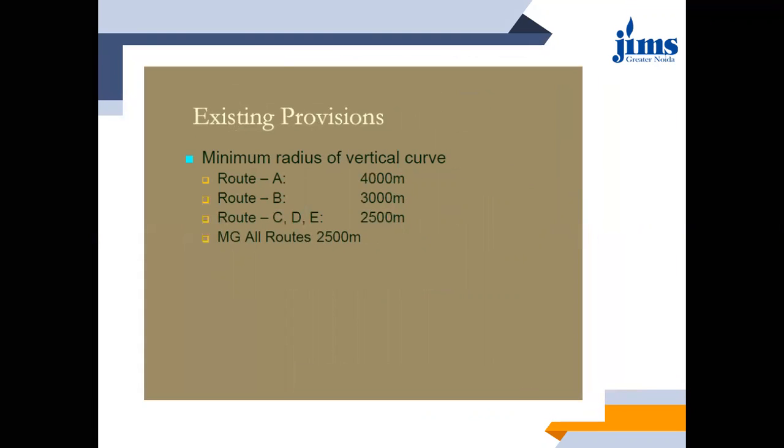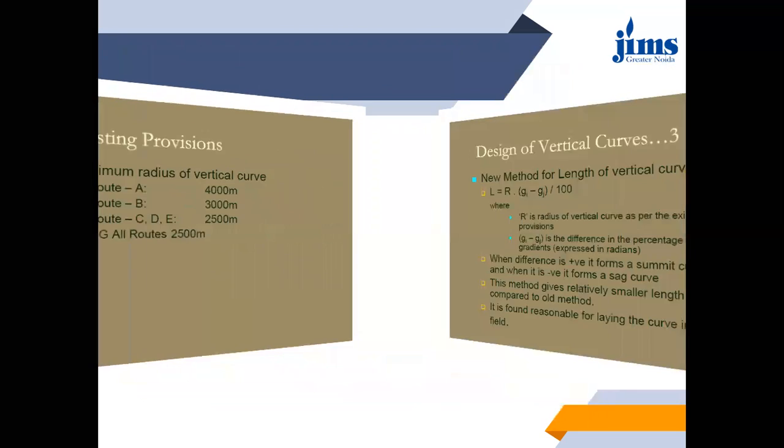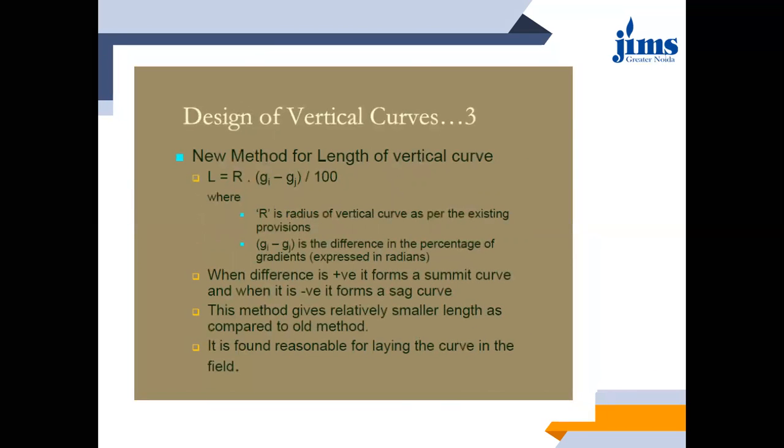In that regard, there are existing provisions. The minimum radius of vertical curve for route A: route A means the broad gauge routes, which are the most frequent ones, on which the fast moving trains run. So route A is provided with 4,000 meters radius of vertical curve, and 3,000 meters radius of vertical curve is provided for route B. Similarly, for routes C, D, and E, 2,500 meters radius is provided. So this was the old method.